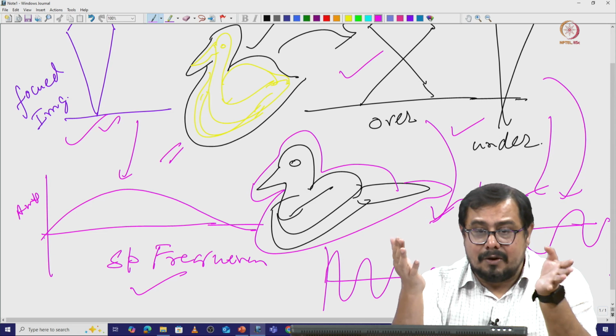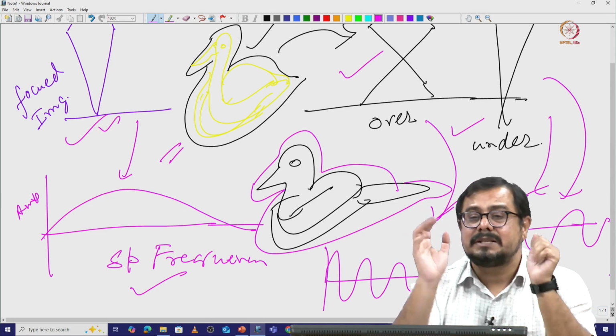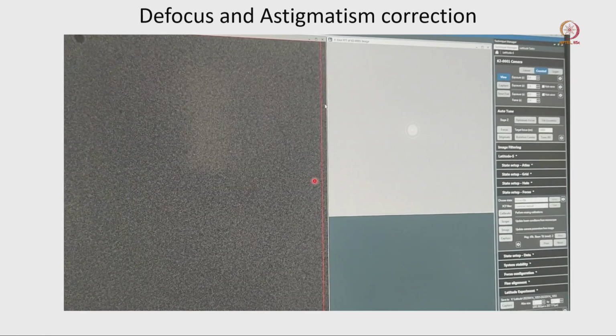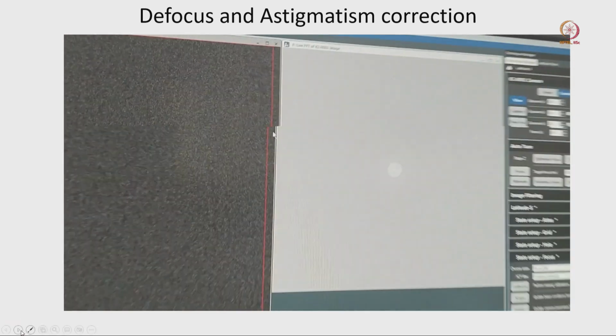So let us take a look at how those images actually look. Okay, now I will play a video here and I hope you can see it. Let me explain these things a little bit.